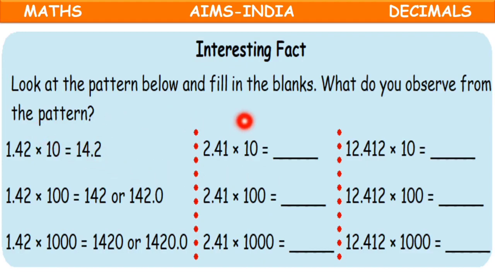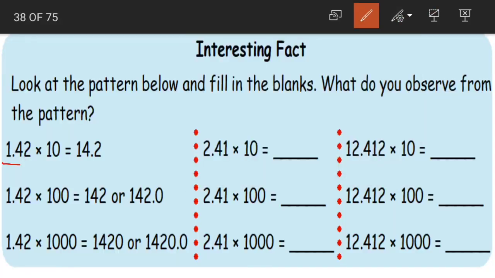Interesting fact. Look at the pattern below and fill in the blanks. What do you observe from the pattern? What do we have here? 1.42 into 10 is equal to 14.2. 1.42 into 100 is equal to 142 or 142.0. Now 1.42 into 1000 is equal to 1420 or 1420.0.